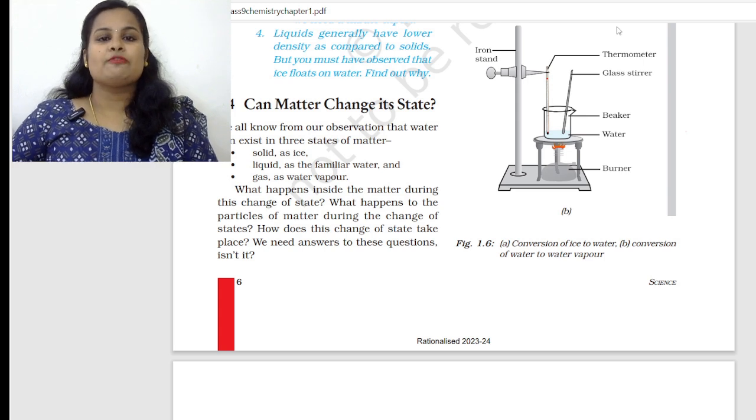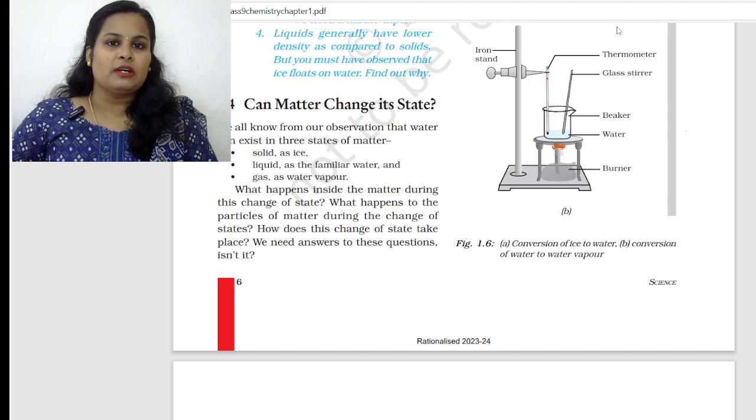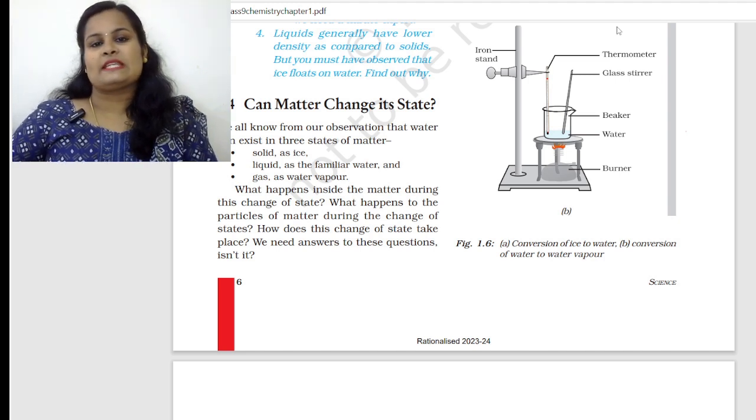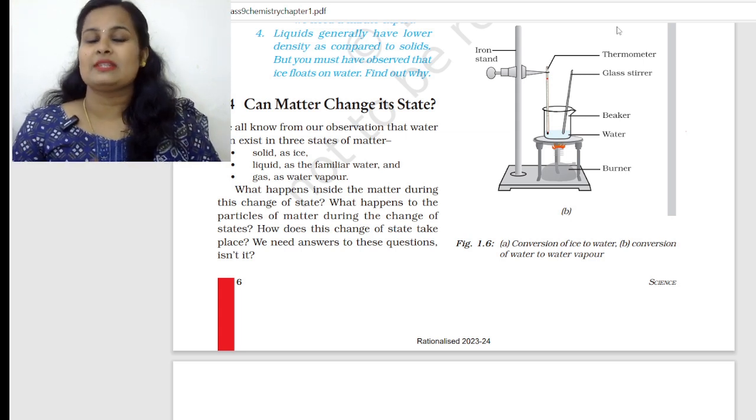Then we have learned about the fundamental states of matter, which are solid, liquid, and gas. We have learned about the characteristics of all these states of matter. Now in today's session, we learn, can matter change its state?